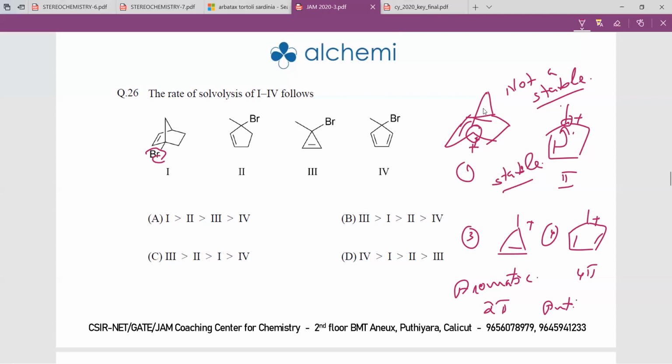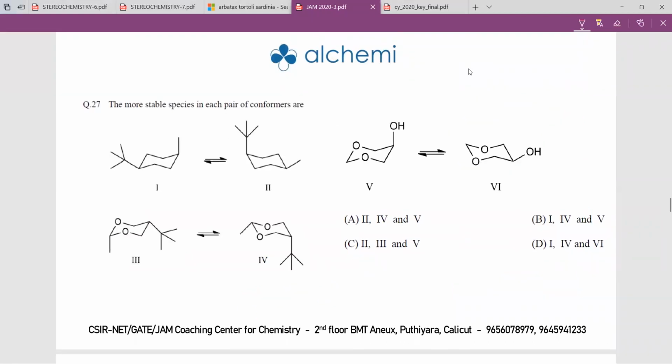Anti-aromatic system is highly unstable. So if you compare the stability, it will be like this. 3 is most stable, then comes 2, then comes 1, then comes 4. This will be the order. So the answer is option C. This is question number 27. Most stable species in each pair of conformations are.